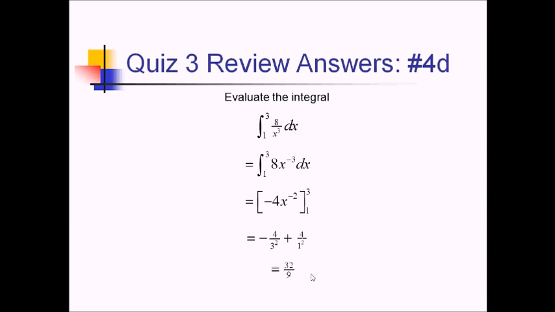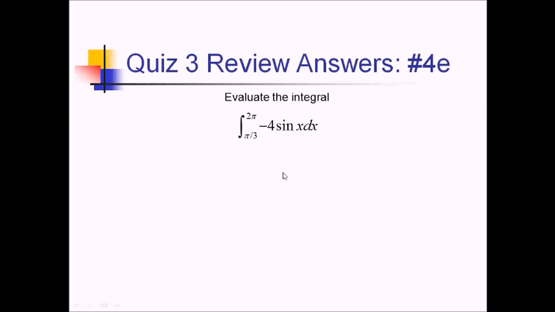For this one, I want the integral of negative 4 sine of x dx from pi over 3 to 2 pi. Let's take our antiderivative first. So that's going to end up being 4 cosine of x. And now we're going to integrate that from pi over 3 to 2 pi, or rather plug it in here. So I've got 4 cosine of 2 pi minus 4 cosine of pi over 3.